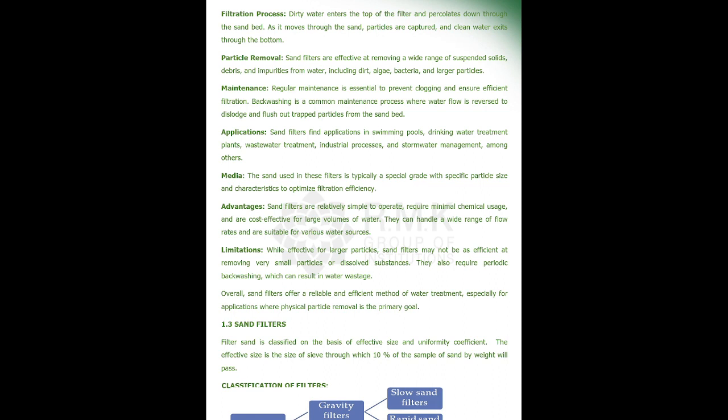This filter especially removes unpleasant taste and unpleasant odor. That means there are some contaminants which create unpleasant taste and odor, and they will be removed by using this sand filtration.